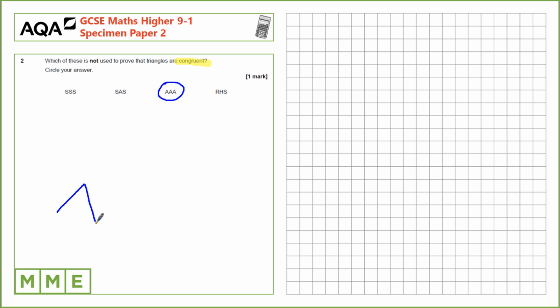For example, we could have one triangle such as this, and one as this. They have the same angles, however they're not congruent because they're clearly not the same size. So our answer, angle, angle, angle.